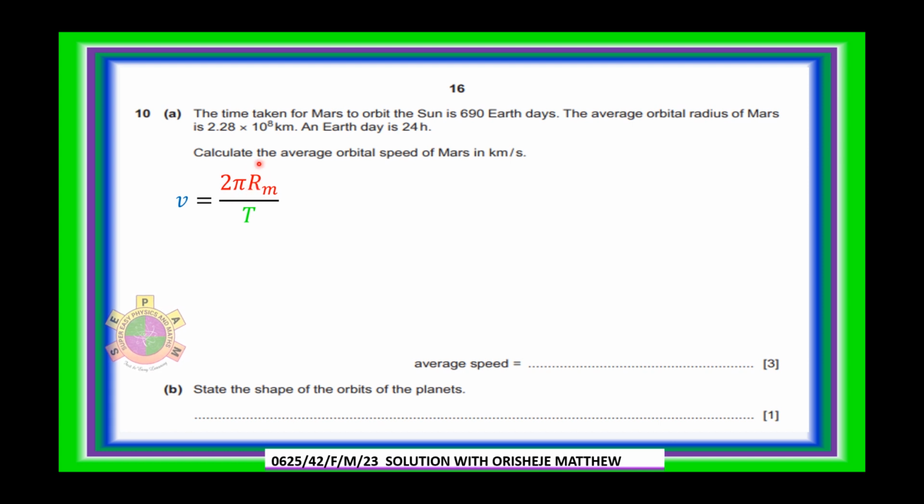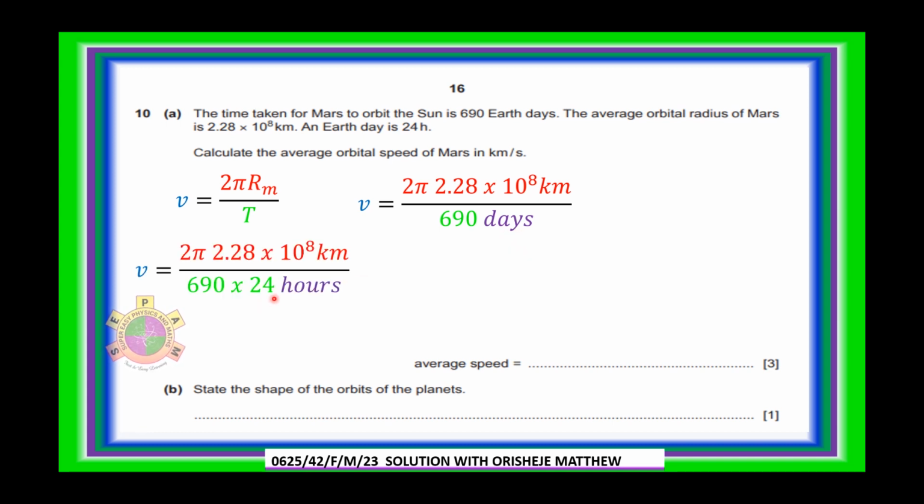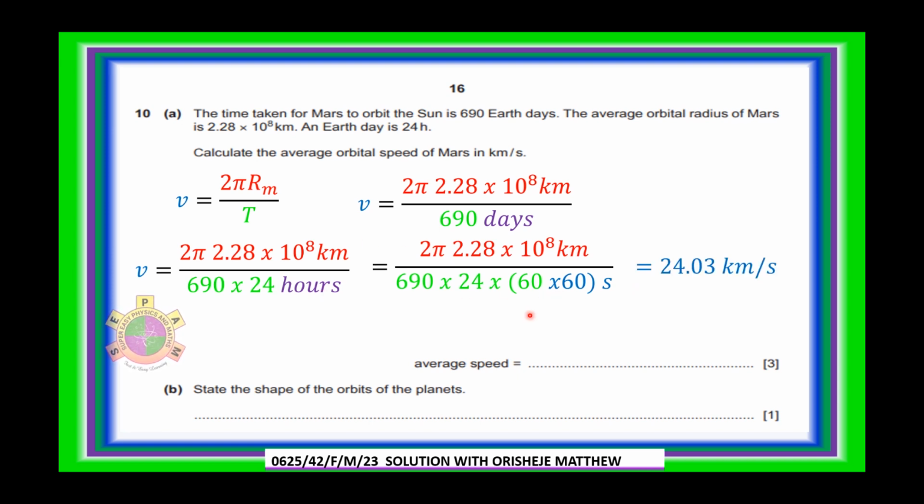Now we need to calculate the speed in kilometer per second, so we need to convert day to second. How many hours make a day? 24. So you multiply by 24. Convert hour to second: 60 seconds make 1 minute, 60 minutes make 1 hour. So multiply by 60 times 60. This is the total answer, and that gave me 224 kilometers per second. So that is the average speed of Mars.